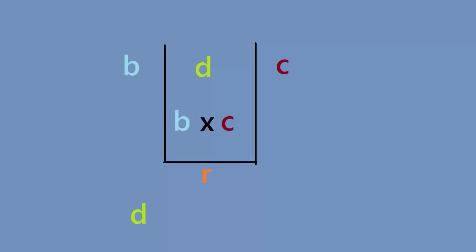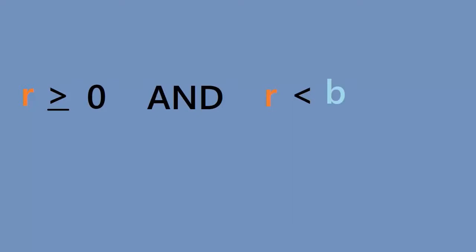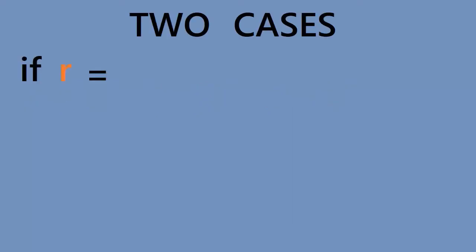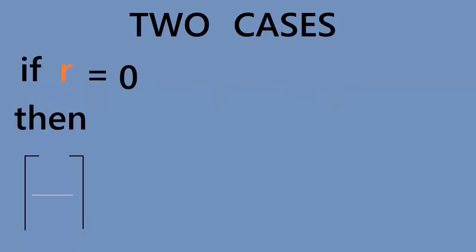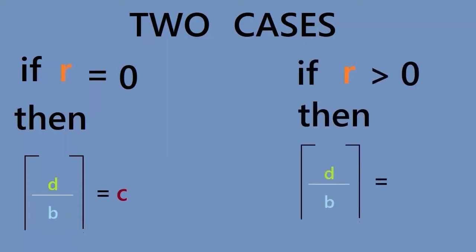We would just have to remember how we did the divisions in our childhood. When we were dividing d by b, we would get an integer quotient c and a remainder r. So, d equals divisor b times quotient c plus remainder r. We know that this remainder is greater than or equal to 0 and less than the divisor b. Now we have 2 cases for that. If r equals 0, then the ceiling function of d over b equals c, and if r is greater than 0, then it's equal to c plus 1.